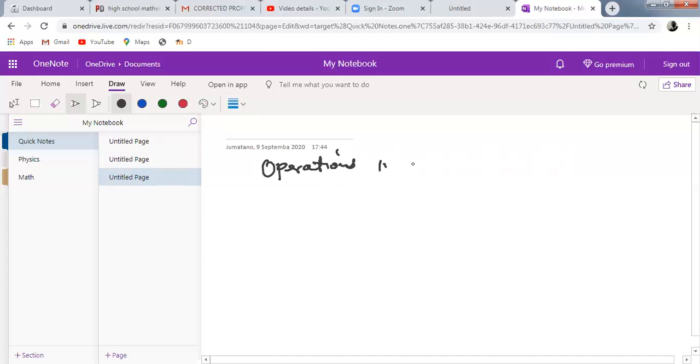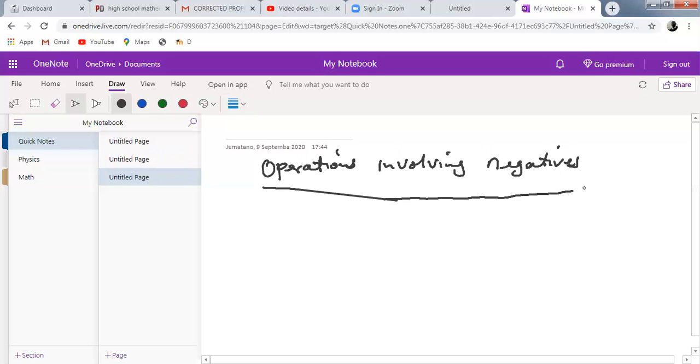involving negatives. So we can find a case whereby we are involving negatives or negative integers. For example, you can have 10 plus negative 3. So here we are involving a negative. For us to be able to do this, we need to have the following laws at our fingertips.